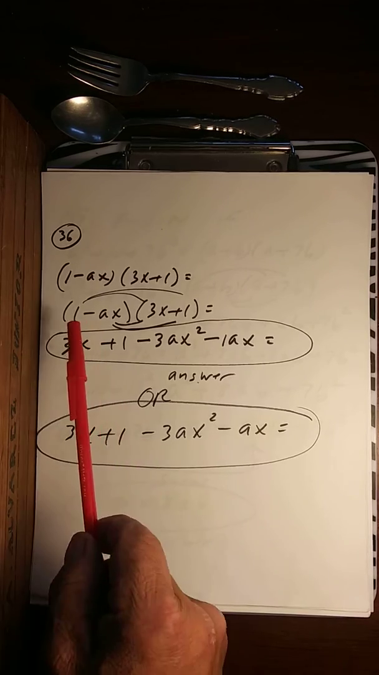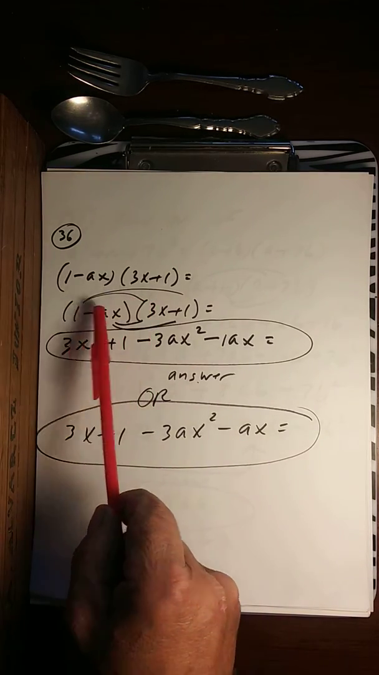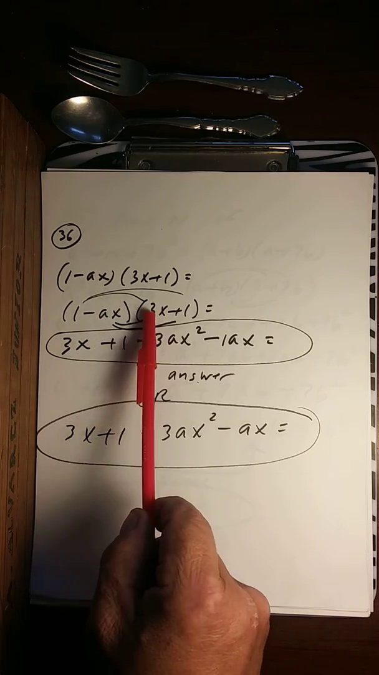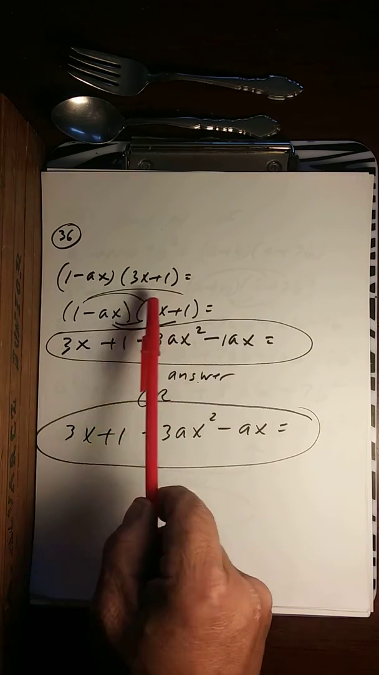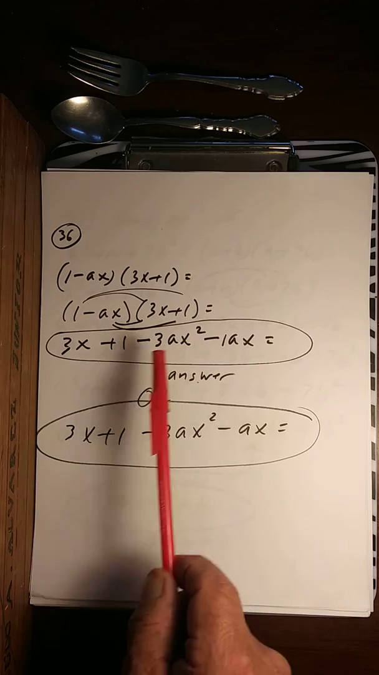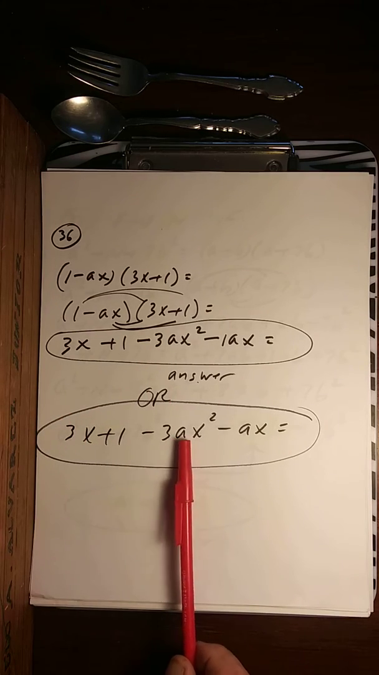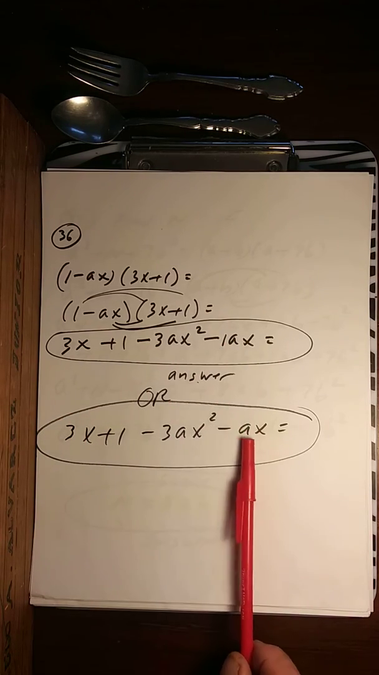This one. So 1 times that, 3x. 1 times that is 1. Negative ax times that is negative 3ax squared. And that one times that one is negative 1ax. Or you can write it as 3x plus 1 minus 3ax squared. And instead of the 1, you just put minus ax.